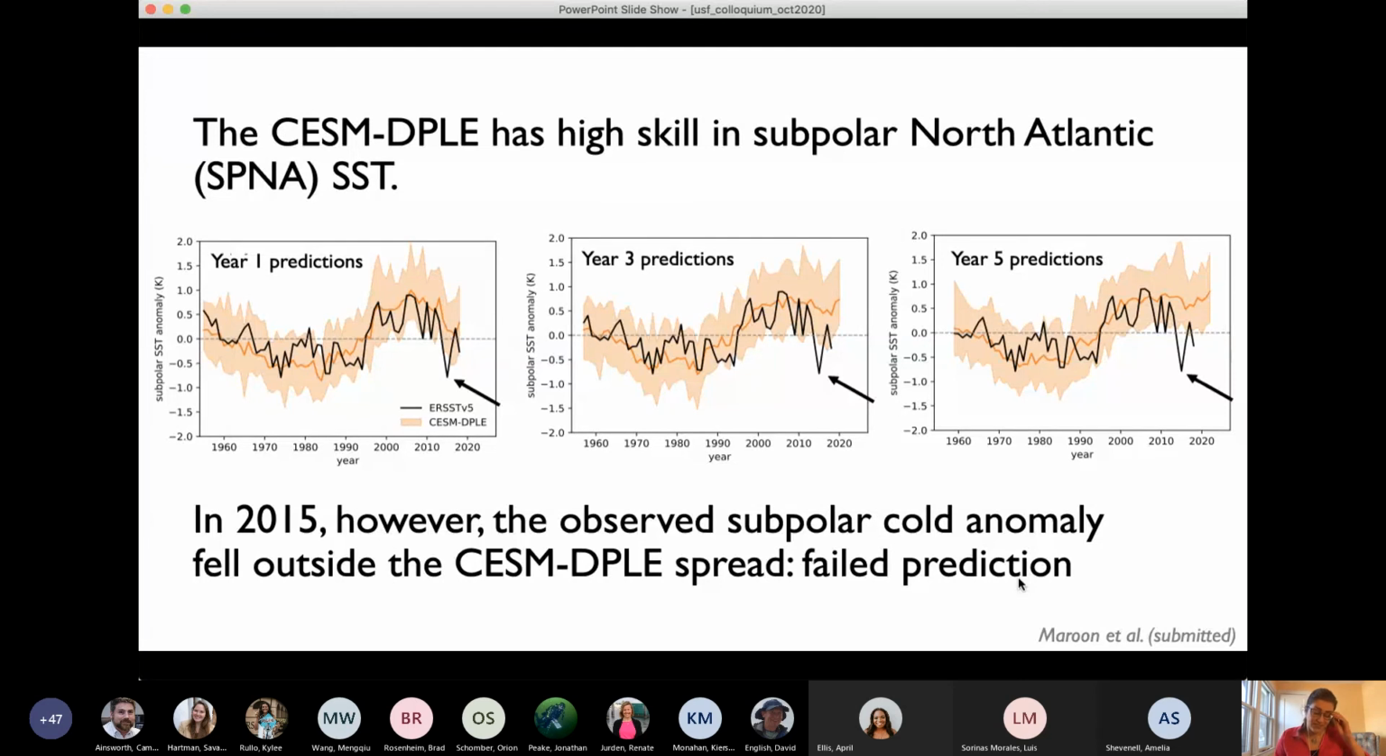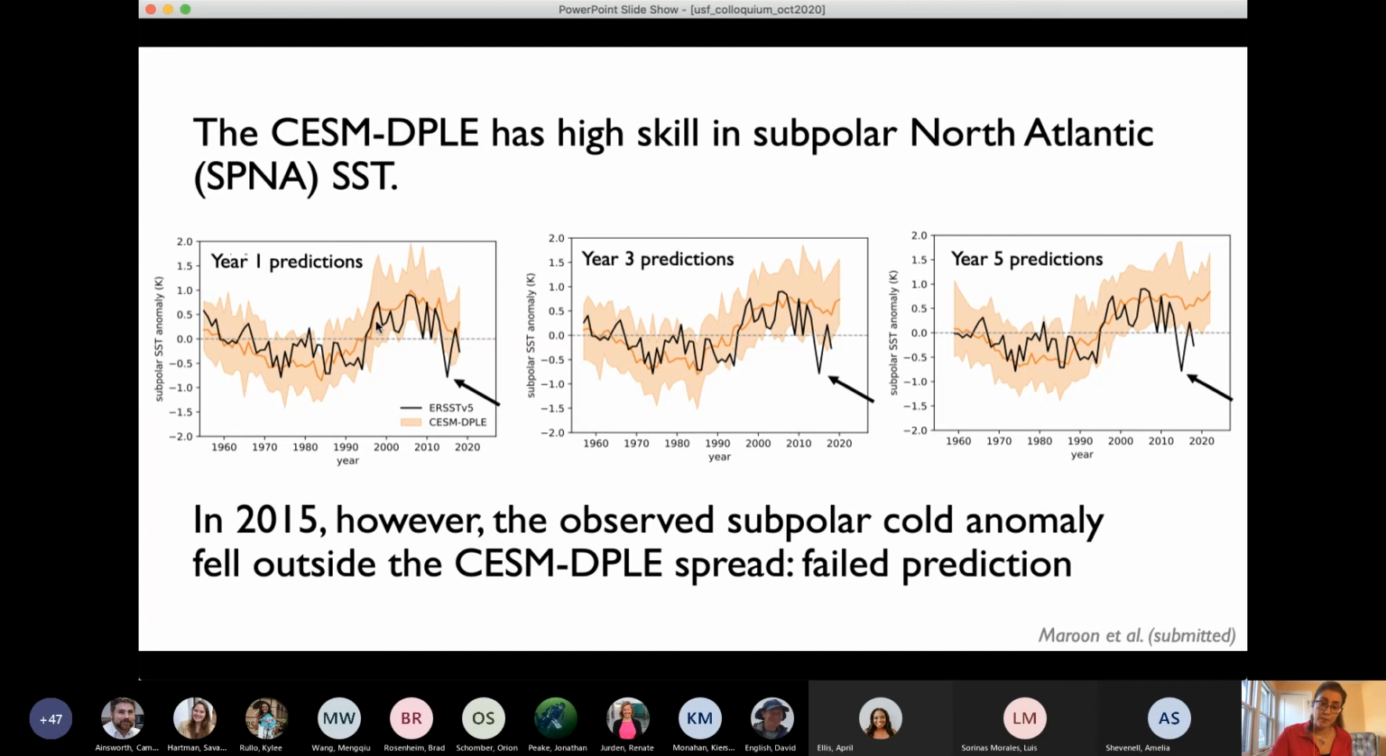So as I showed previously, the subpolar North Atlantic is one place where the DPLE has particularly high skill, probably because it has a reasonable representation of the kind of coupled AMOC and atmospheric processes that I described. Except there's 1 year where our observations of sea surface temperature are falling outside the spread in the DPLE range. So that occurs in 2015 in the subpolar North Atlantic. And it doesn't matter if you're looking at year 1 predictions, year 3 predictions, year 5, 2015 is always an outlier. So this was a failed prediction.